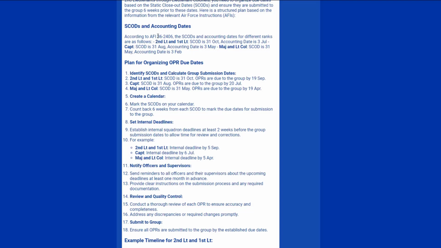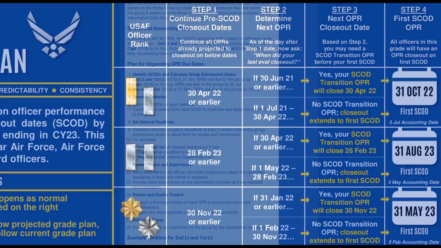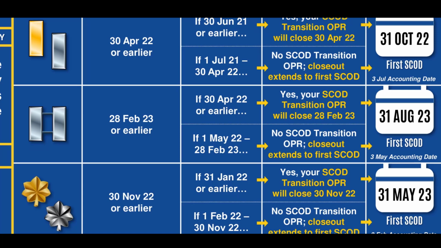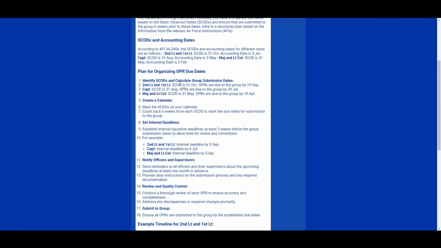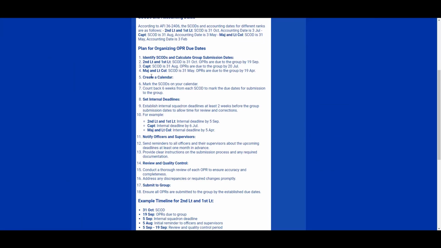So according to the 36-2406, SCODs and accounting dates for different ranks are as follows. 31 October for lieutenants, accounting date of 3 July. Captain SCOD is going to be 31 August with an accounting date of 3 May. Majors and lieutenant colonels, SCOD is going to be 31 May with an accounting date of 3 February, which is all correct. So for planning, OPRs are due to the group 6 weeks prior.